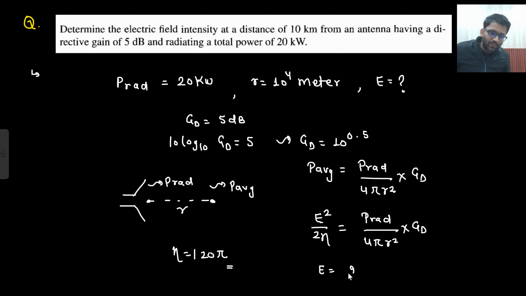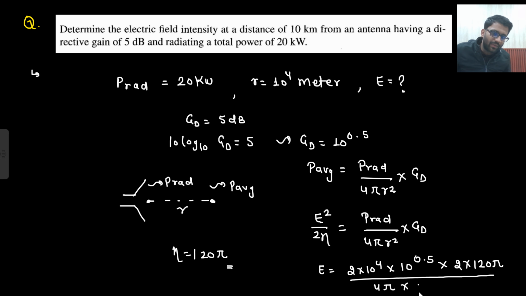So P radiated is 2 into 10 to the power 4. What is GD? GD is 10 to the power 0.5 into 2 into eta, that is 120 pi, divided by 4 pi R square, with R as 10 to the power 8. This is your E field, right?